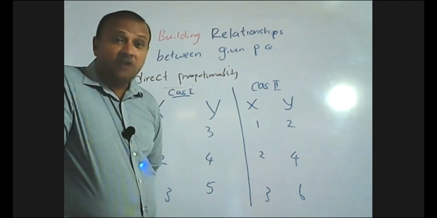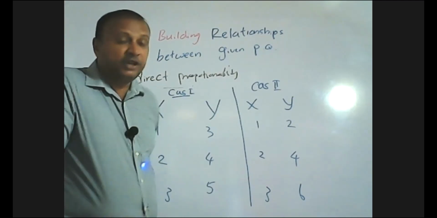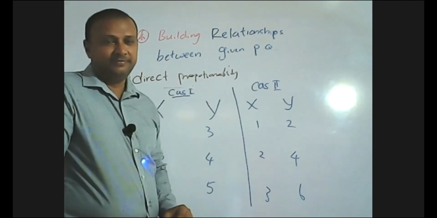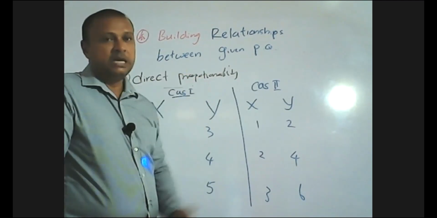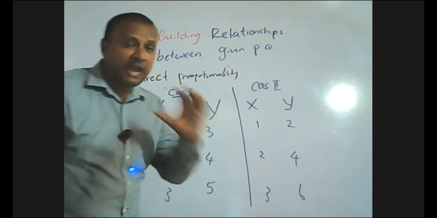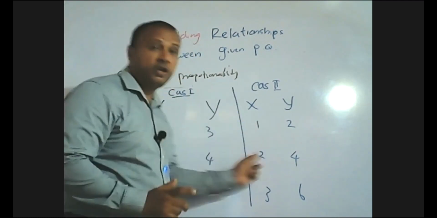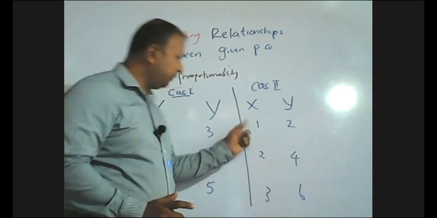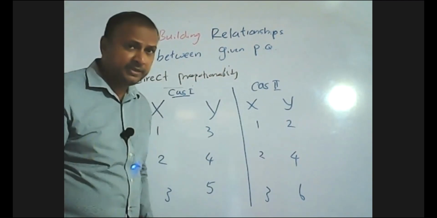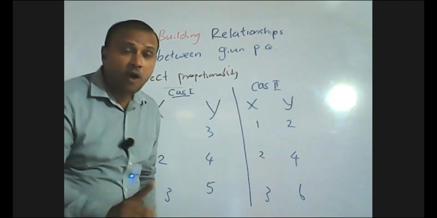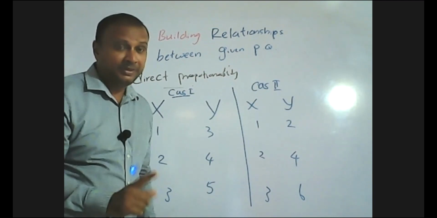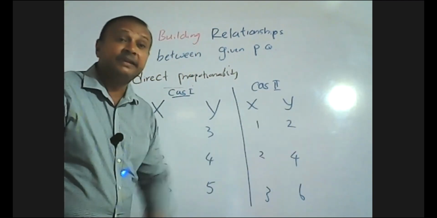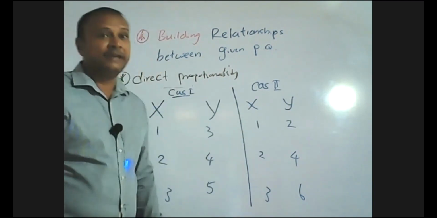When two physical quantities are directly proportional, the ratio between those two physical quantities should be constant. That is the definition. If the ratio between two physical quantities is a constant, then those two physical quantities will be directly proportional.